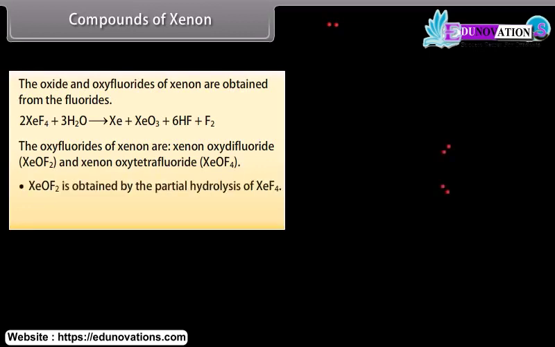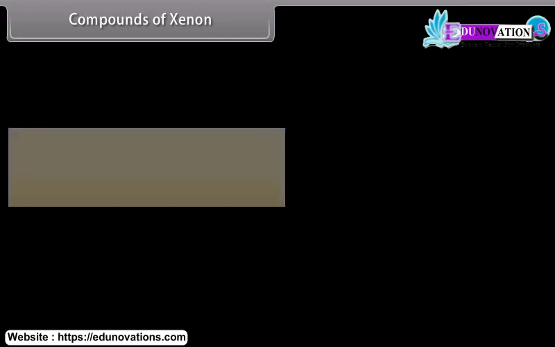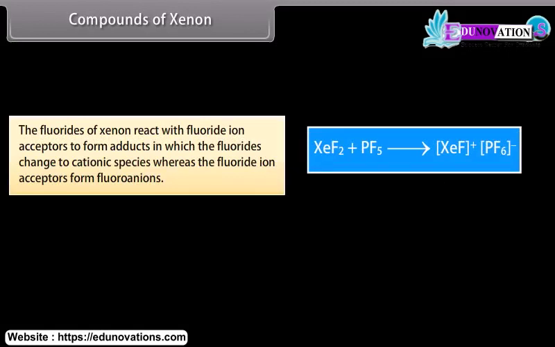XeOF2 is obtained by the partial hydrolysis of XeF4. XeOF4 is obtained by the partial hydrolysis of XeF6. The fluorides of xenon react with fluoride ion acceptors to form adducts, in which the fluorides change to cationic species, whereas the fluoride ion acceptors form fluoroanions.